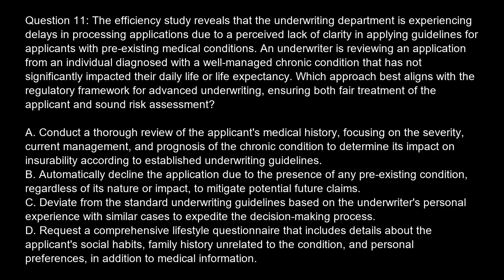risk assessment? Option A. Conduct a thorough review of the applicant's medical history, focusing on the severity, current management, and prognosis of the chronic condition to determine its impact on insurability according to established underwriting guidelines. Option B. Automatically decline the application due to the presence of any pre-existing condition, regardless of its nature or impact, to mitigate potential future claims. Option C. Deviate from the standard underwriting guidelines based on the underwriter's personal experience with similar cases to expedite the decision-making process. Option D. Request a comprehensive lifestyle questionnaire that includes details about the applicant's social habits, family history unrelated to the condition, and personal preferences, in addition to medical information.